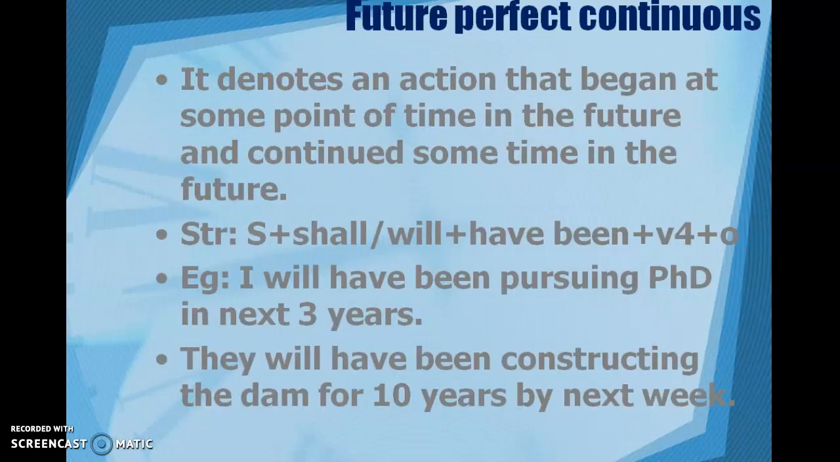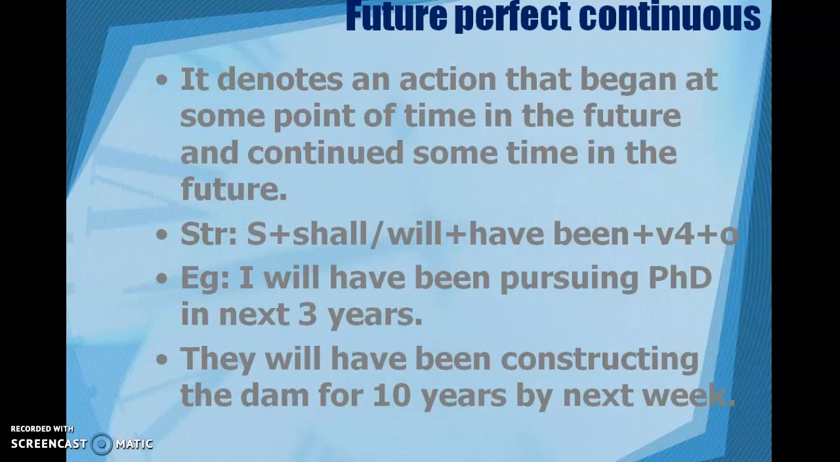The last future tense is future perfect continuous tense. Future perfect continuous tense denotes an action that began at some point of time in the future and continued to some point of time in the future, and that may complete or may not complete. But it is a continuous form in the future, started in the future, continuing in the future. The structure of this tense is subject plus shall or will plus have been plus V4 plus object.